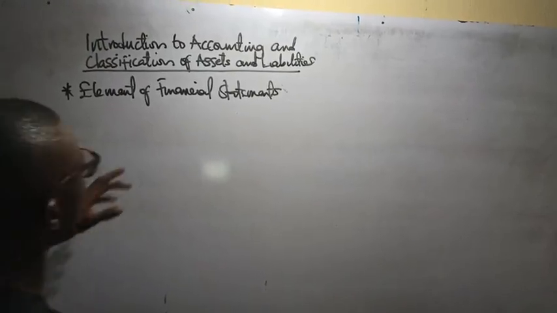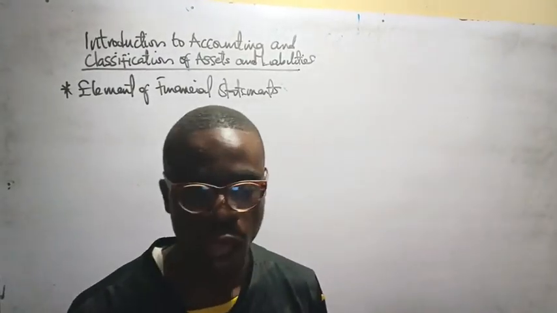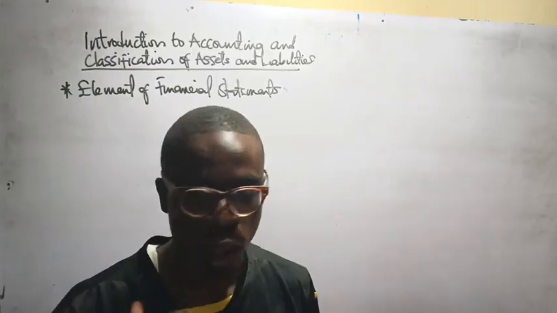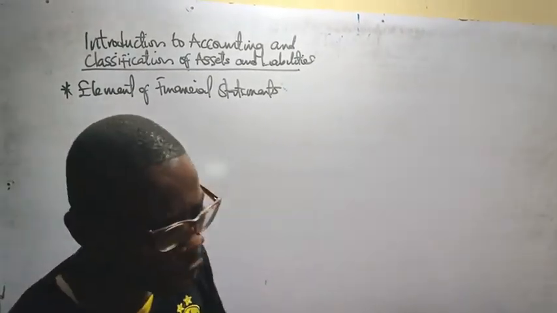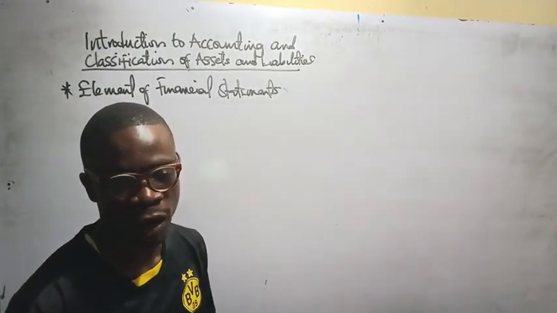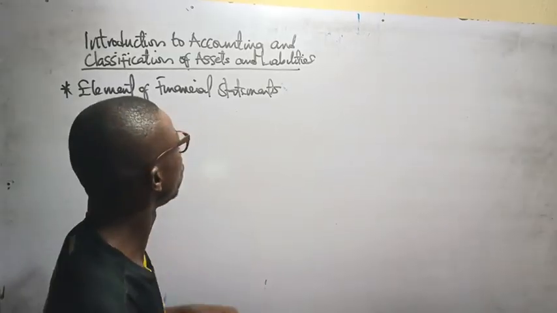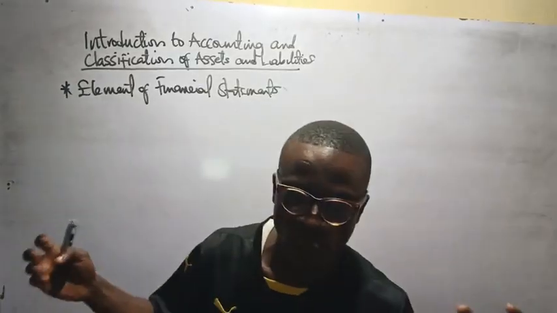At last class, I explained financial statements. That financial statements are records that business entities are expected to keep, and we looked at the important reasons for financial statements. I think we did that. We looked at the components of financial statements. That is, what are the things that make up financial statements?